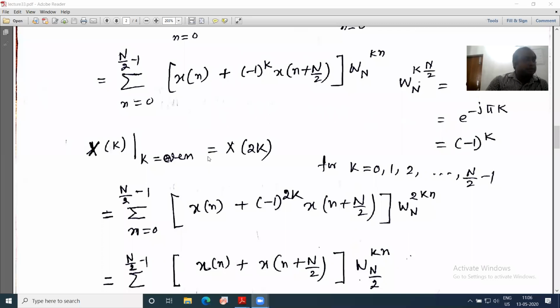Previously, we have seen this in the decimation in time algorithm. Now, here also x of k has n points. If we divide it into two parts, then x of 2k will contain k equal to 0, 1 to n by 2 minus 1. I hope this is okay.